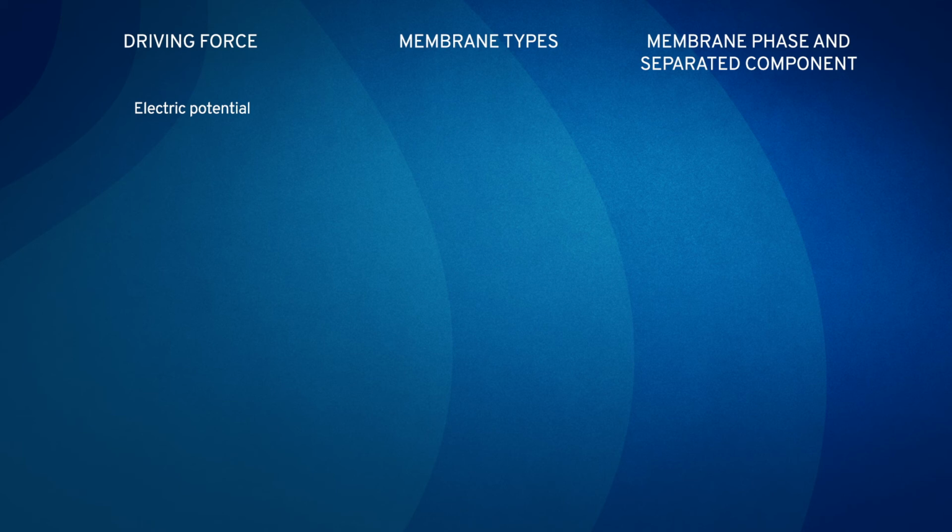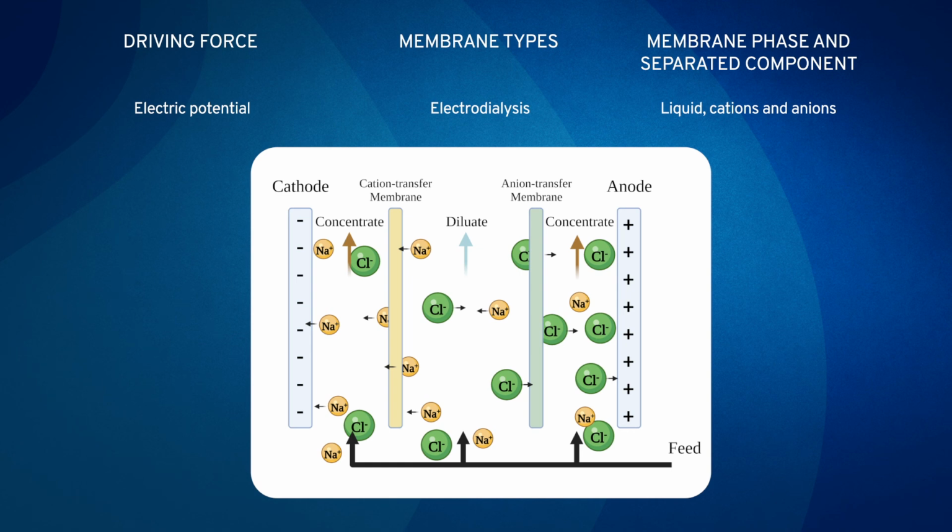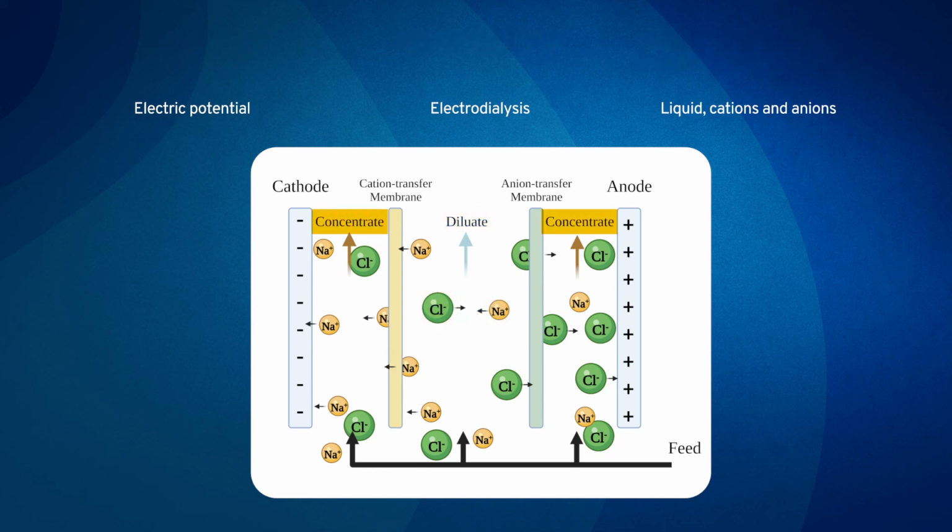For electric potential-driven membranes, one major process is electrodialysis, where the cations and anions pass through the ion exchange membrane driven by electric potential. The purified water is the diluate, while the cations and anions are concentrated in the concentrate flow. It should be mentioned that in each of the mentioned membrane processes, fouling may occur.